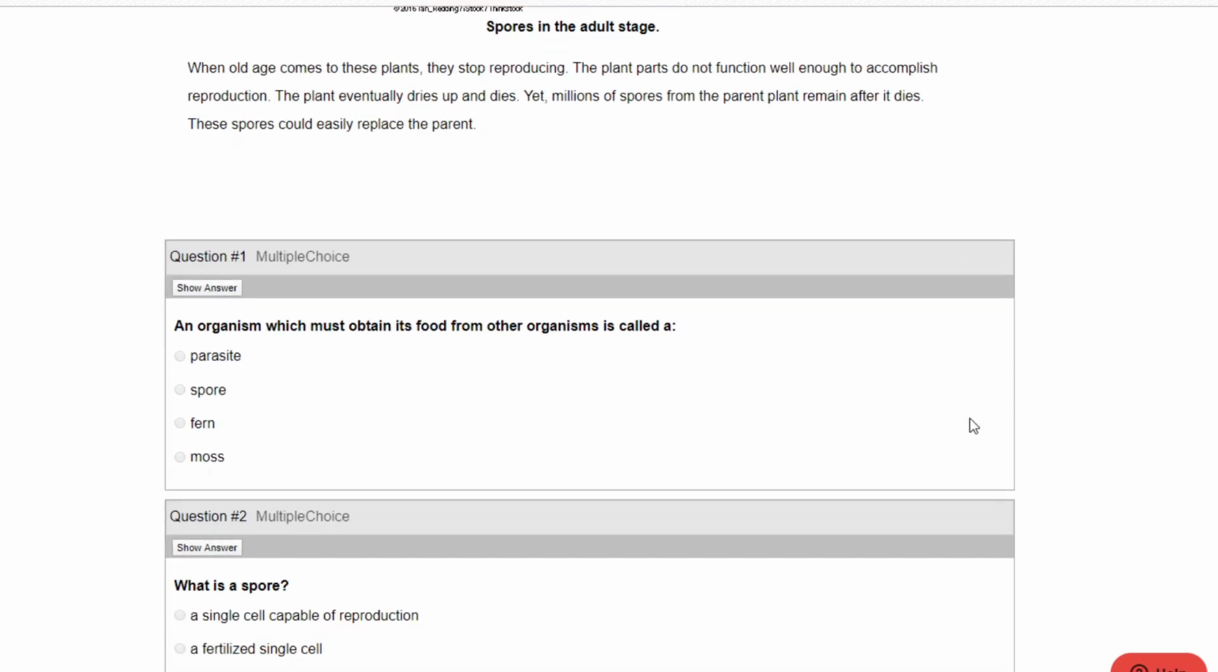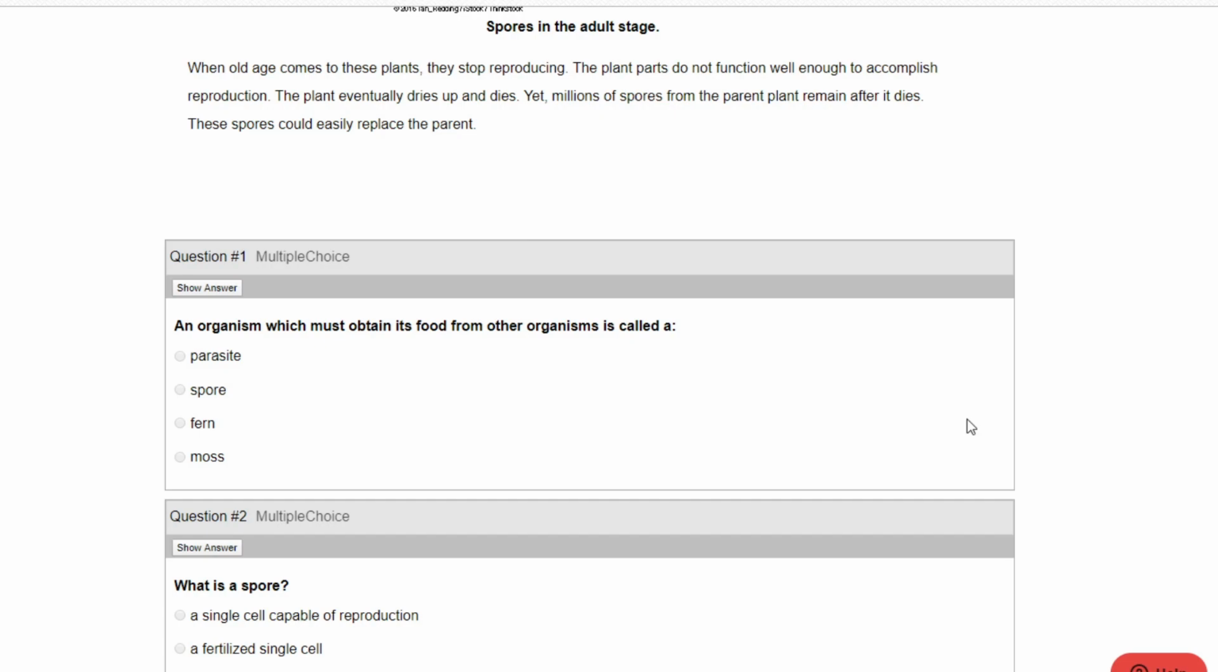Okay, so let's look at our questions. All right, an organism which must obtain its food from other organisms is called what? Now, this is where I want you to do your question marks and your X's, and you're going to do it in your head, okay? You can still do that just because we don't have a pencil and paper here. So let's look. An organism which must obtain its food from other organisms is called: a parasite, a spore, a fern, or a moss.